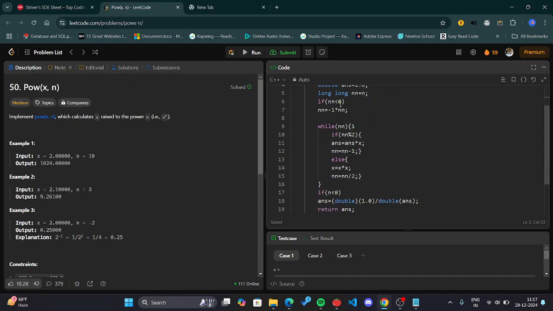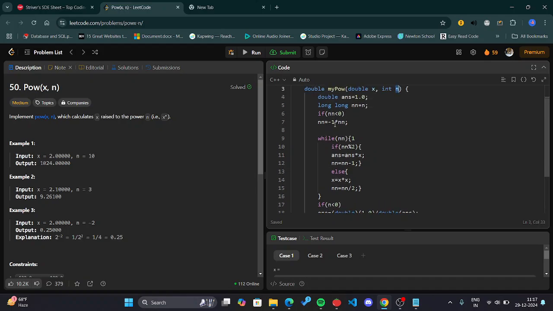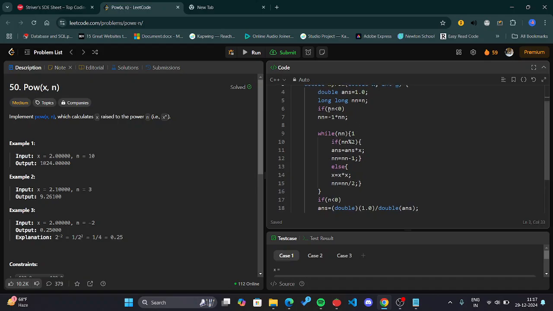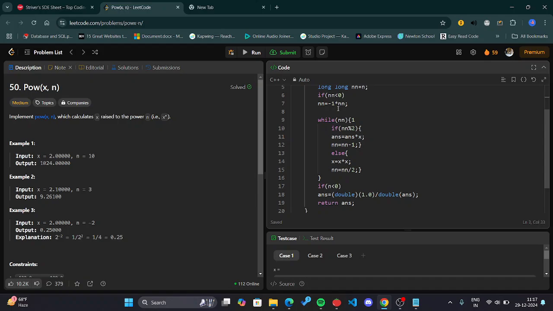If the power is less than 0, then I'll make nn equal to minus 1 into nn, because it's negative. That is why I am making it positive, minus into minus. Nn is negative since it's less than 0, right? Therefore, minus 1 into nn. So suppose nn is minus 8, then it will become positive 8.